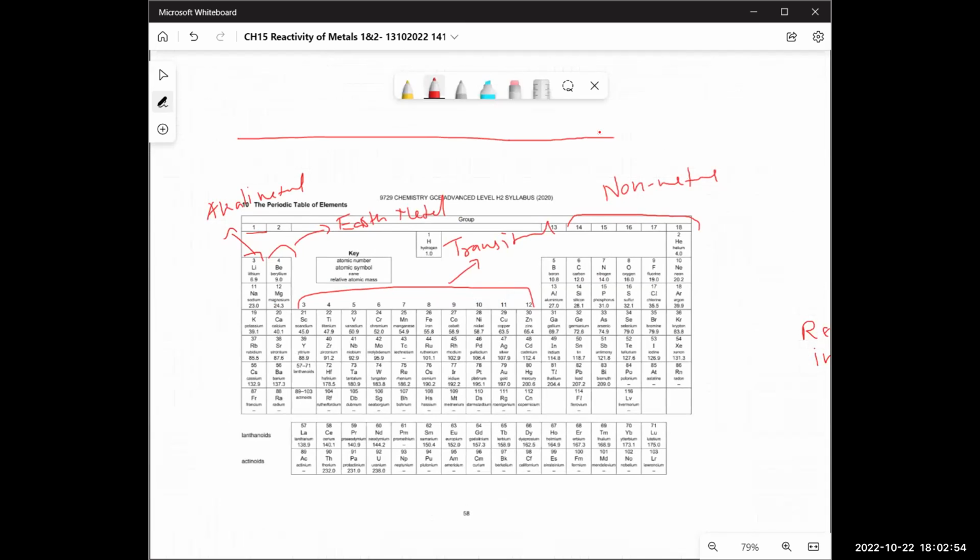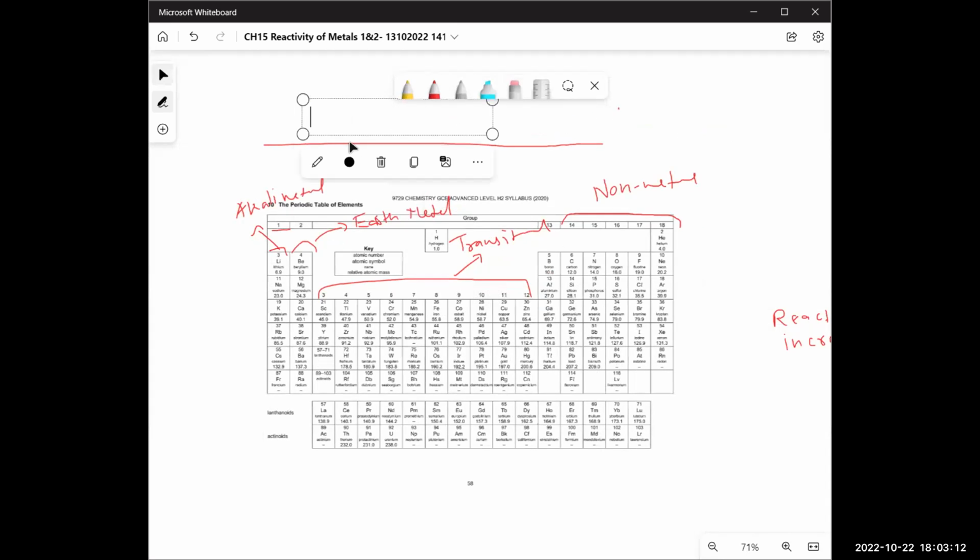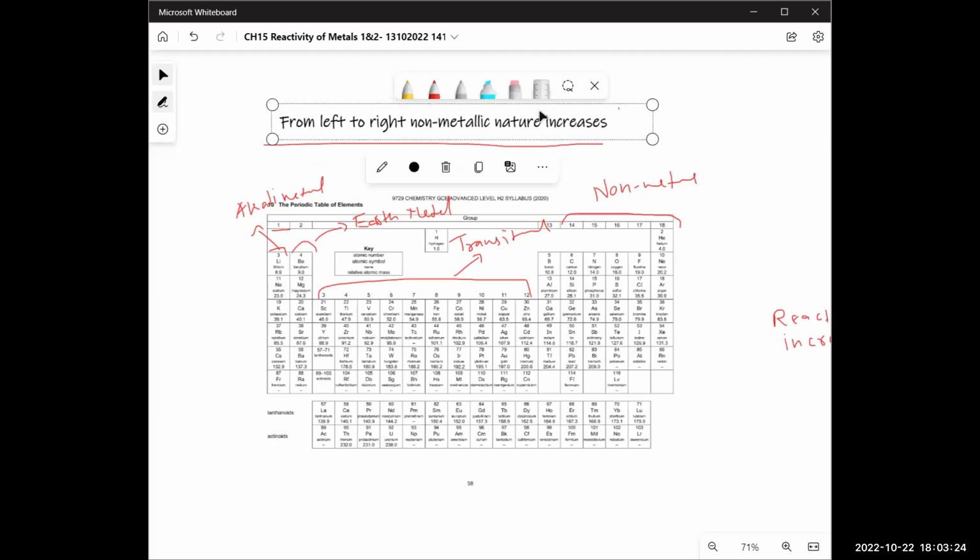The more right you go on the periodic table, non-metallic nature increases. This chapter, previous chapters, but you need to know this. Let's go from left to right: non-metallic nature increases from left to right. It becomes more non-metal, right? You have alkali metal, then on the right side you have non-metal. The more you go there, the more non-metal it becomes. Any questions? No.